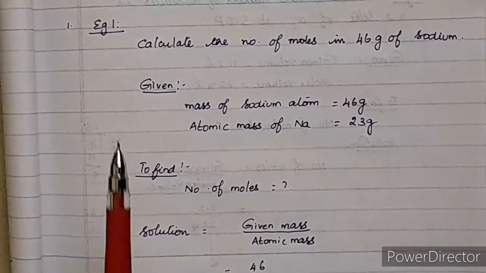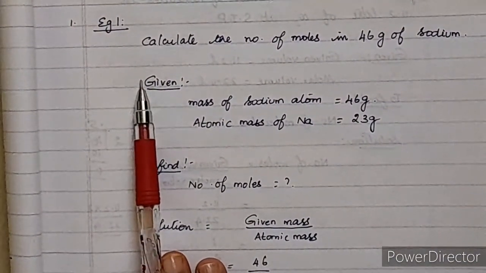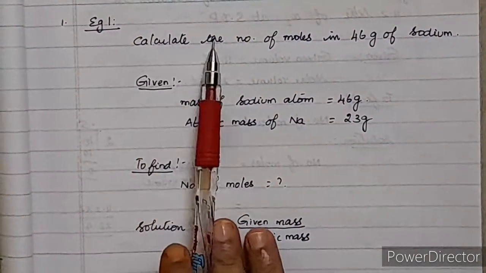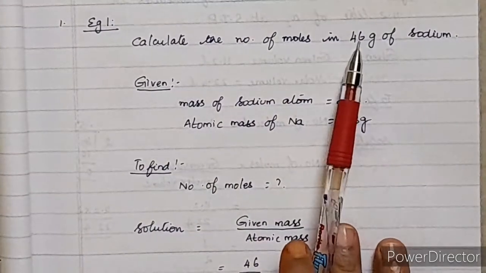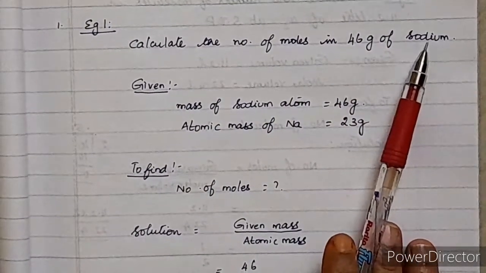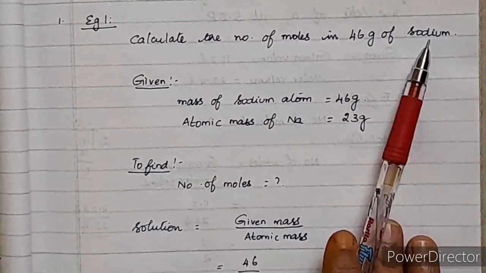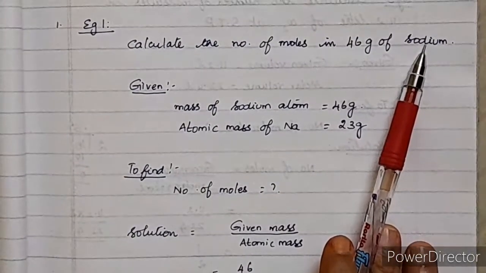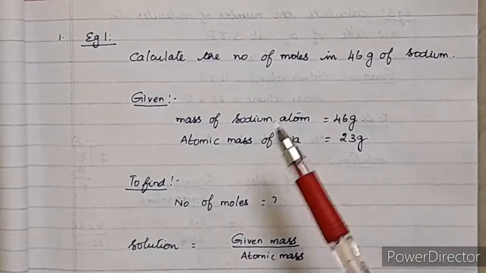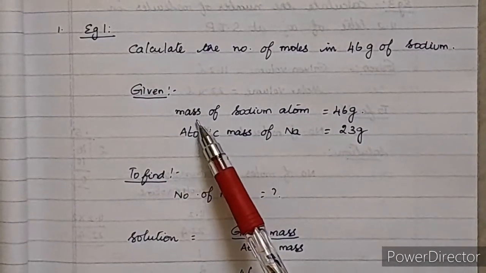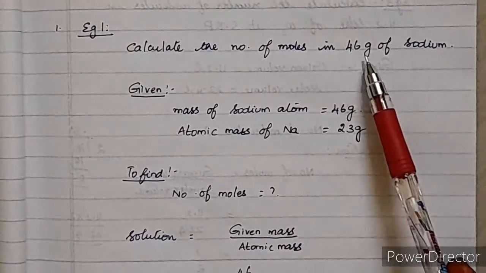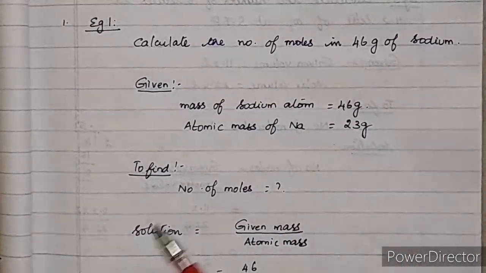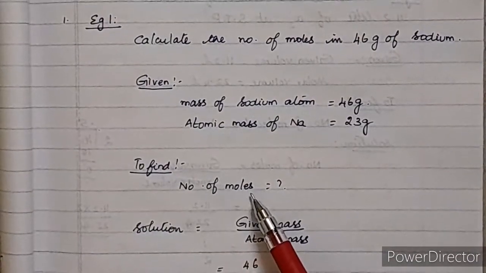Now let's see the first example, that is calculating the number of moles. Calculate the number of moles in 46 grams of sodium. Now note this, it is given in terms of atom, isn't it? Sodium atom is given. So you will use the appropriate formula to calculate the number of moles. Now what is given? Mass of the sodium atom is given, isn't it? So 46. Now atomic mass of sodium, we know it, isn't it? It is 23 grams. What we have to find out? We have to find out the number of moles.